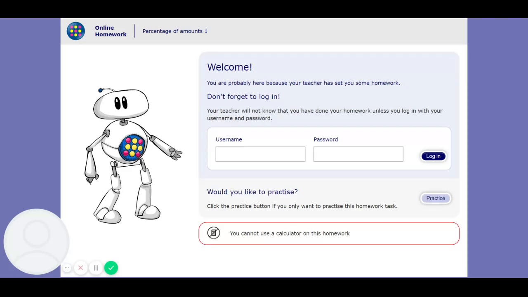So this is the MyMaths tutorial for percentages of amount 1. Hopefully you've already done the lesson, and this is just a bit of extra help for the homework. Pen and paper, always handy for workings out, and you cannot use a calculator for this homework. So let's begin.